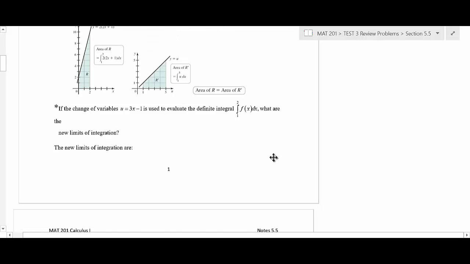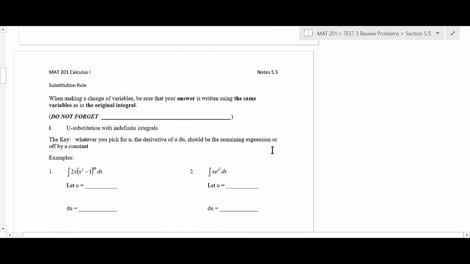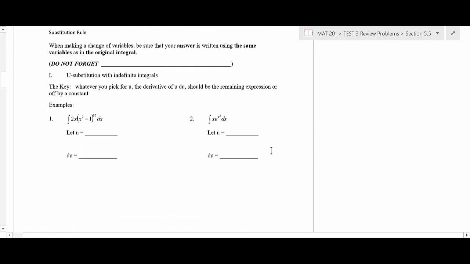I'm going to have you go to page 2, and we're going to work out some examples, then I'll talk a little more about the theory. So the idea is, if you look at this particular example here.